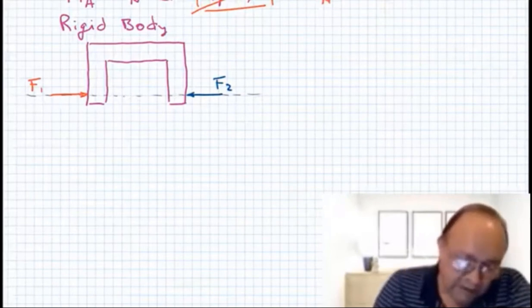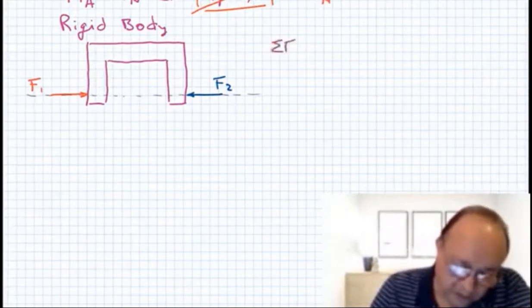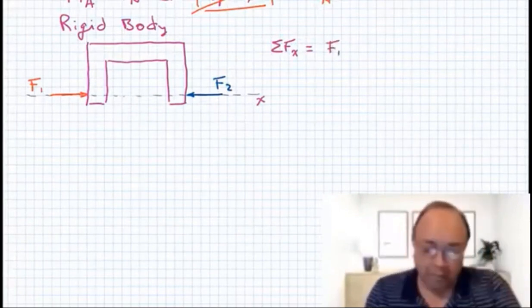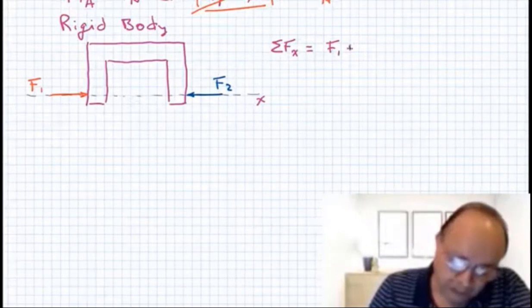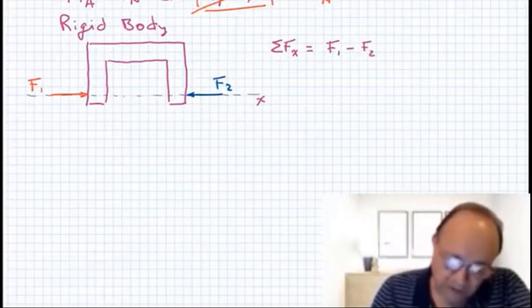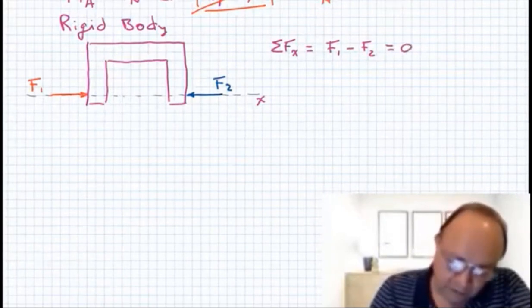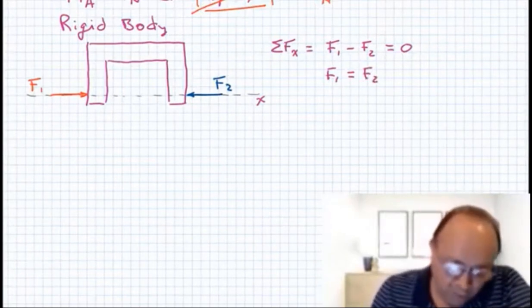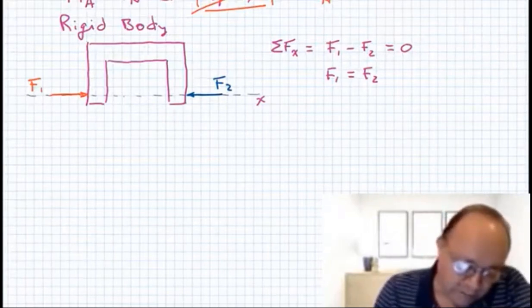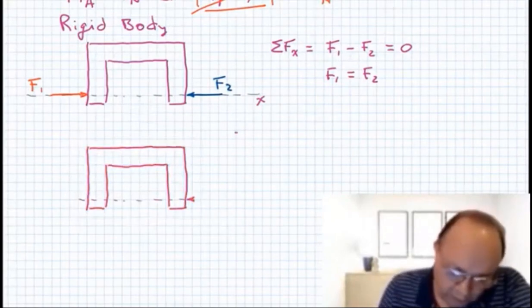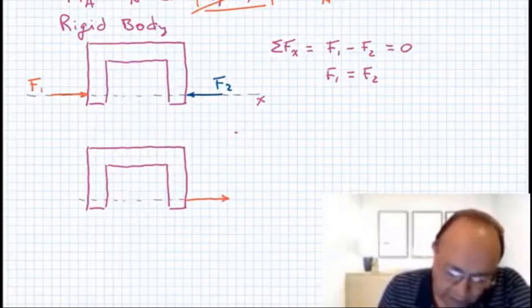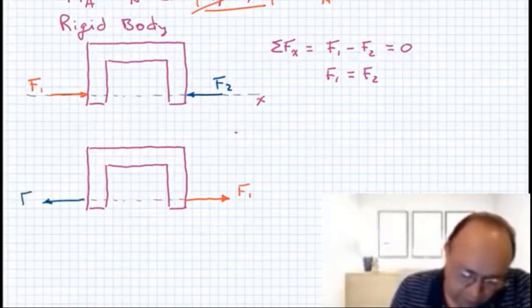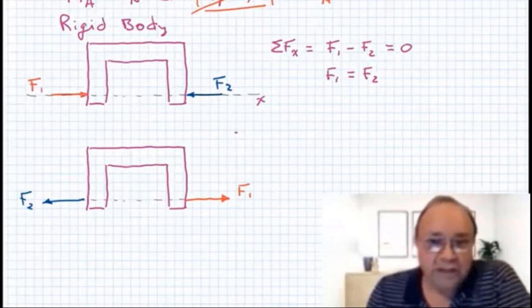If this is a rigid body, then the summation of forces in the X direction, let's say this is the X axis, will be equal to F1 plus F2. Well, F2 will be in the other direction, so minus F2. If this is in equilibrium, then this should be equal to 0, so F1 equals F2. If I move these forces through the line of action, let me copy this here, and we move force 1 and force 2 along the line of action, the situation keeps being exactly the same.